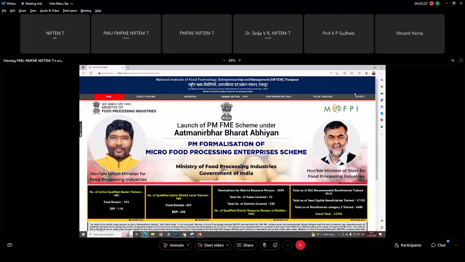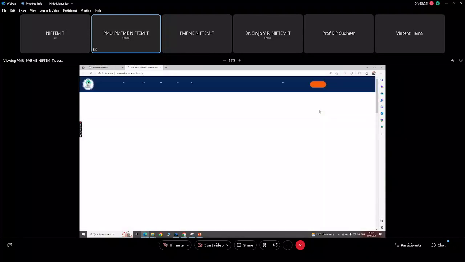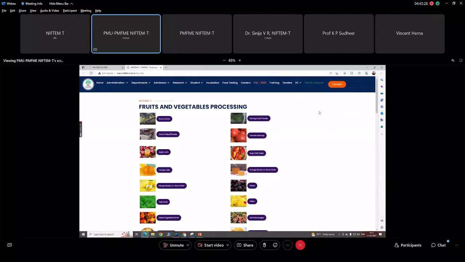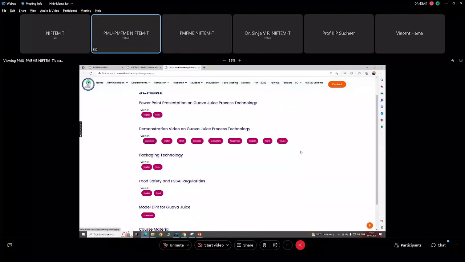Where you can see several components of the scheme. Under training material ODOP, we have uploaded products based on the 9 major domains. For example, if you click on any of the domains like fruits and vegetable processing, we have uploaded numerous value-added products made from different kinds of fruits, which includes processing PPT, demonstration video, which will be available in regional languages for better understanding.